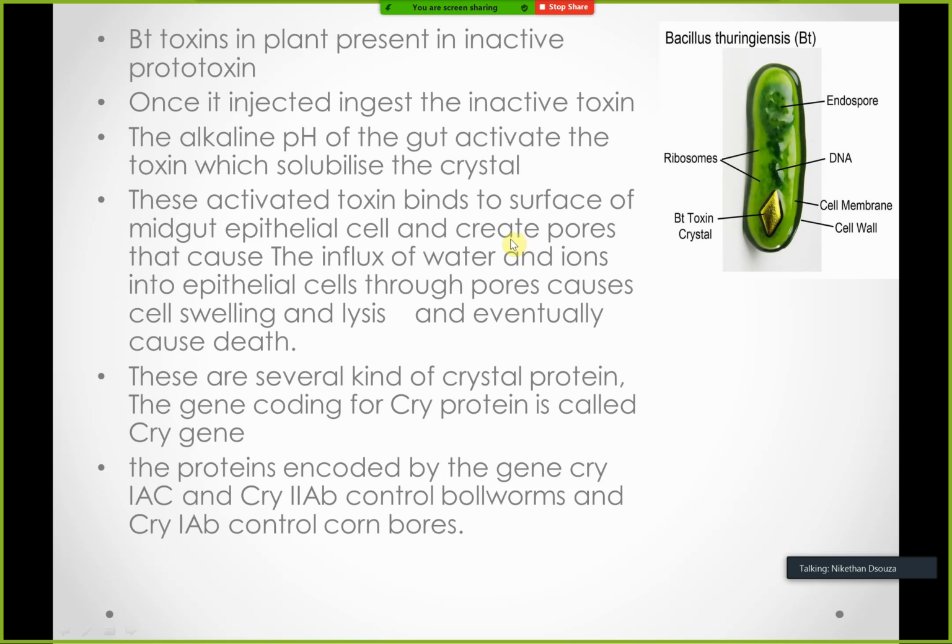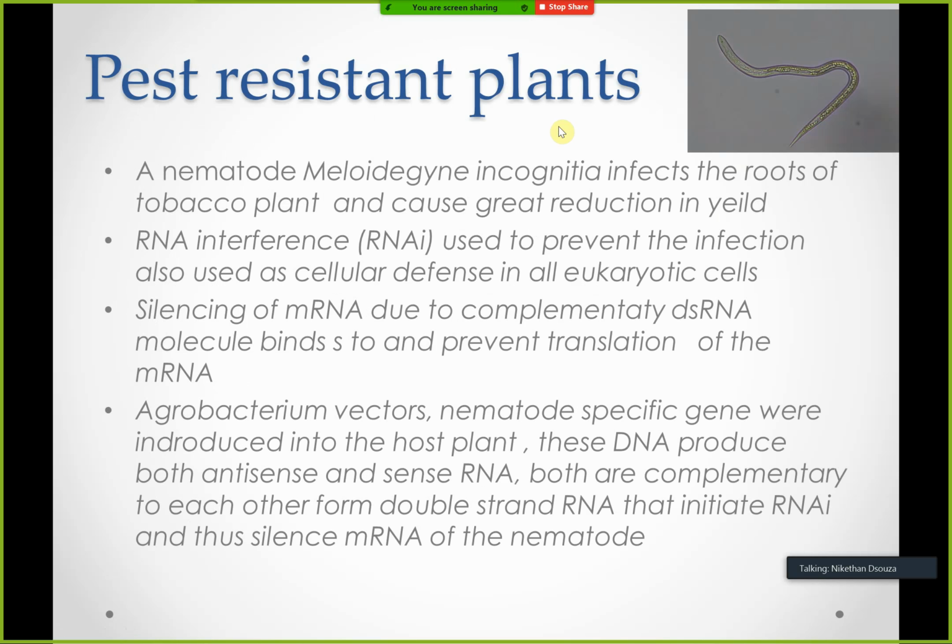This was a major success that we see in BT cotton, and the same success we see in BT brinjal also, but some ethical issues kept BT brinjal out of the market. Okay, coming to the pest resistant plants.